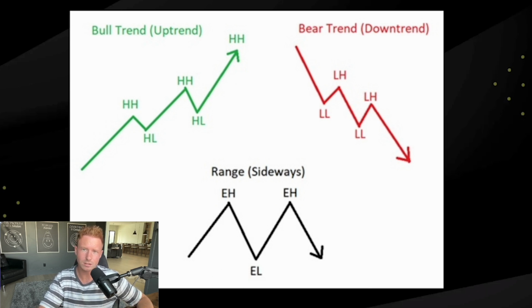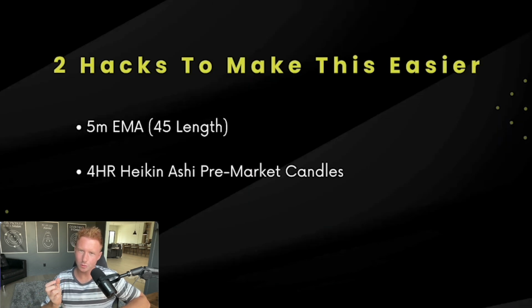You can use Fibonacci retracements to help you with this, but it's really just looking at, are we making higher highs, higher lows, lower highs, lower lows, right? You kind of get the point. Now, if this was a little bit confusing to you, and I promise you, if you just practice this and actually watch the market do this day by day, it'll start to become second nature for you to start reading this. But there are 2 hacks I like to use to make this a little bit easier.